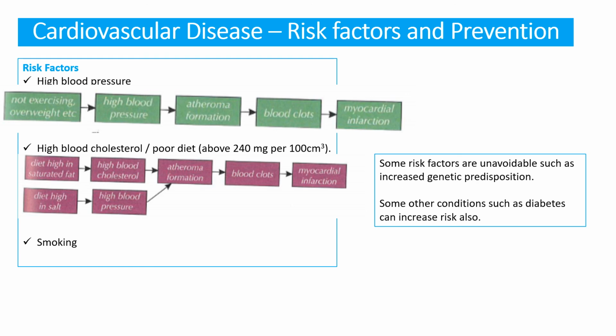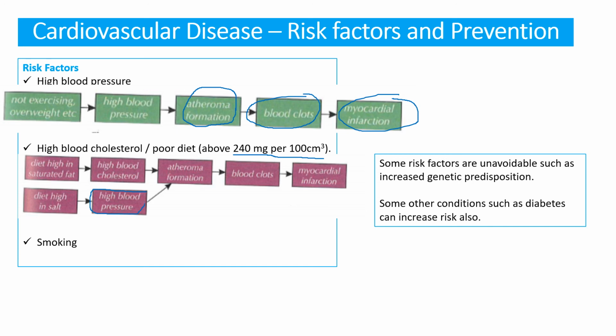So high blood pressure is a massive risk factor, because if you get high blood pressure, there's more likely to be damage to your arteries, and therefore you're more likely to get an atheroma formation. If you're more likely to get an atheroma formation, you're more likely to get blood clots, and that is more likely to lead to a myocardial infarction. But also, don't forget, it could lead to an aneurysm as well. High blood cholesterol or a poor diet, and this is how much cholesterol will be classed as high blood cholesterol in your blood. That again can lead to high blood pressure.